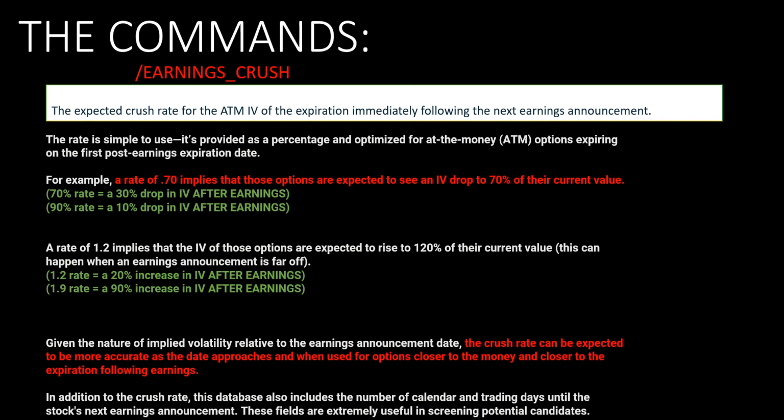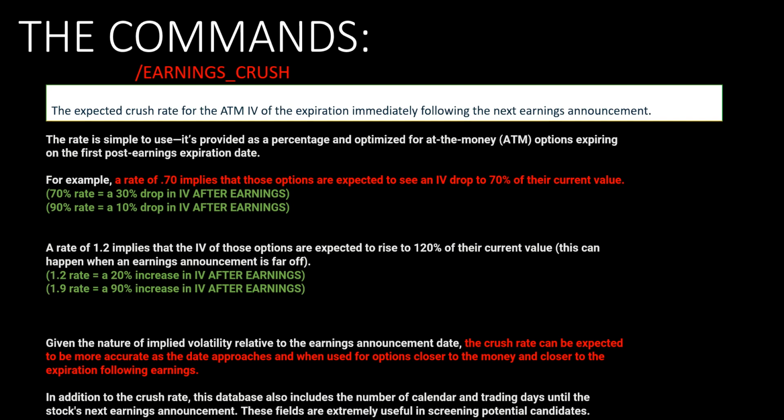So if you see a rate of 1 or higher, maybe it's a good time to buy that one, as it will likely increase leading up to earnings. So a rate of 1.2 doesn't mean a 120% gain. It means a 20% increase in IV after the earnings. A 1.9 rate is a 90% increase from the current value in IV after earnings. So I know it's a little counterintuitive.